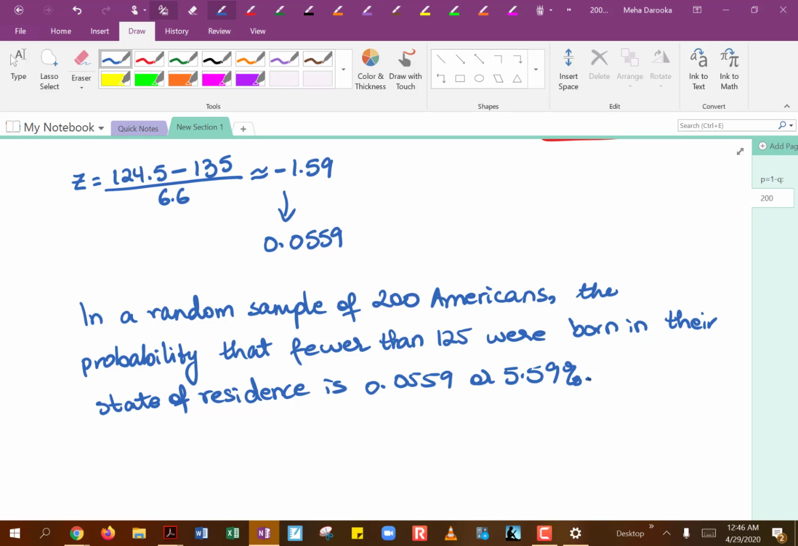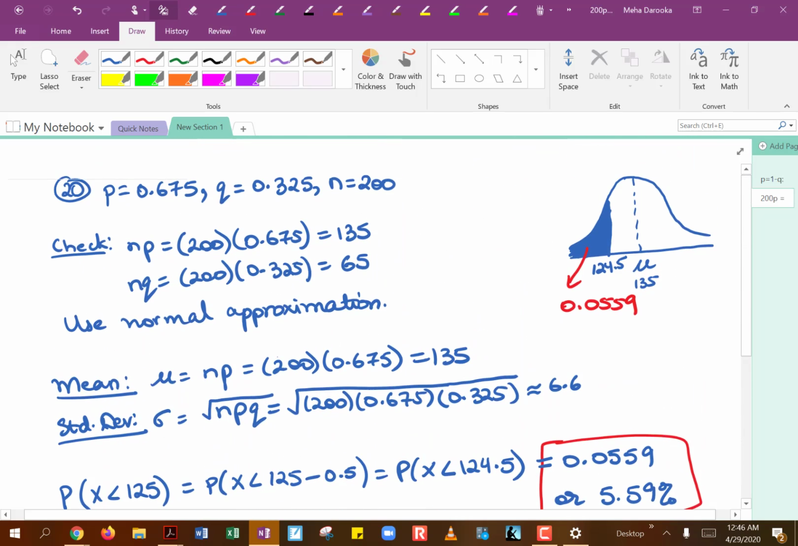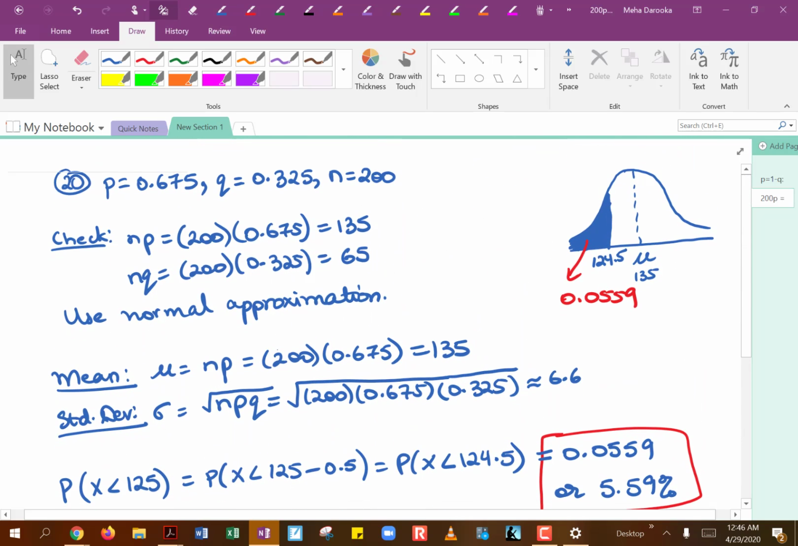Okay, so again, you can see it's a pretty straightforward process here, but just make sure you are following all the steps and going about your calculations accordingly. So this was example number 20, and basically this is what we are looking at over here.